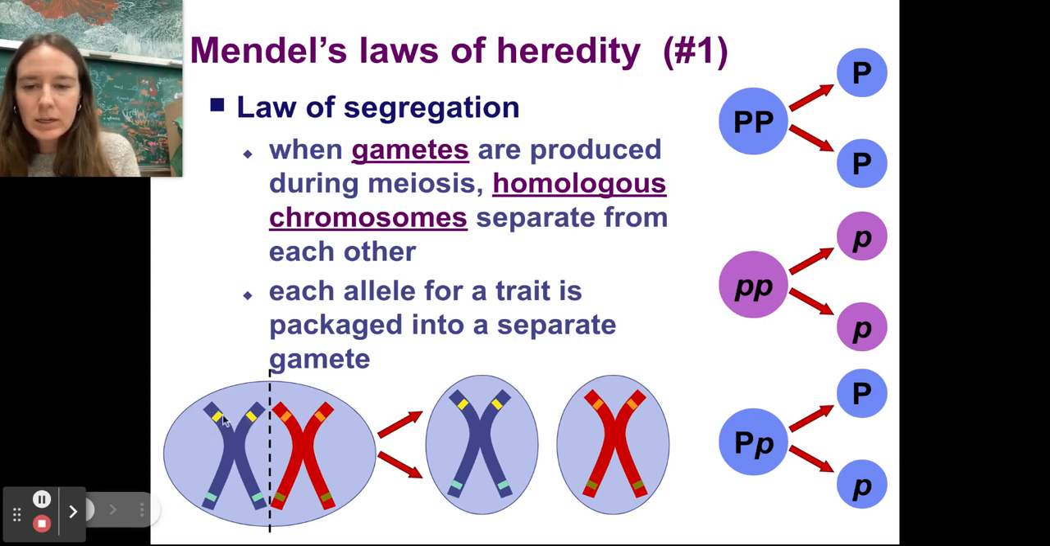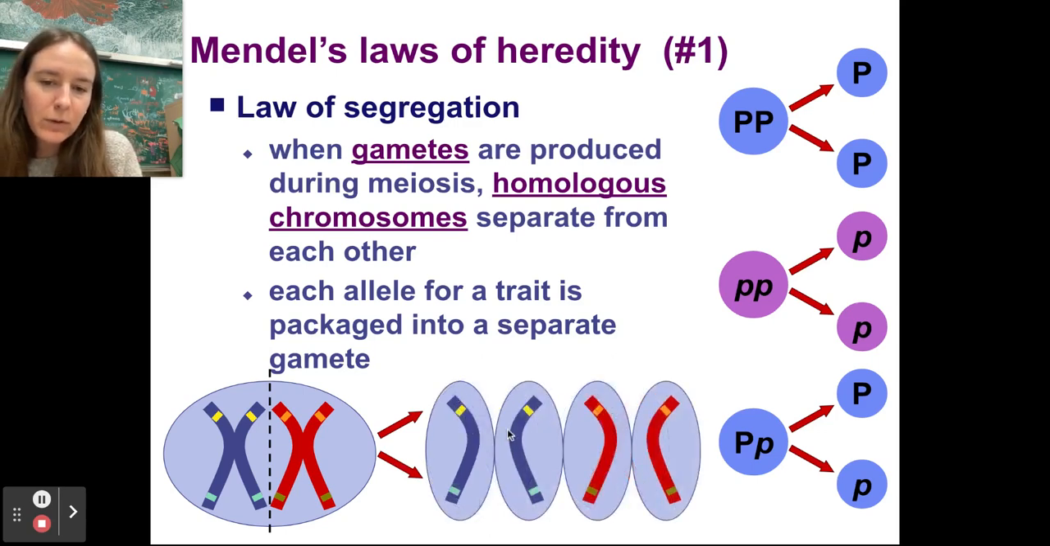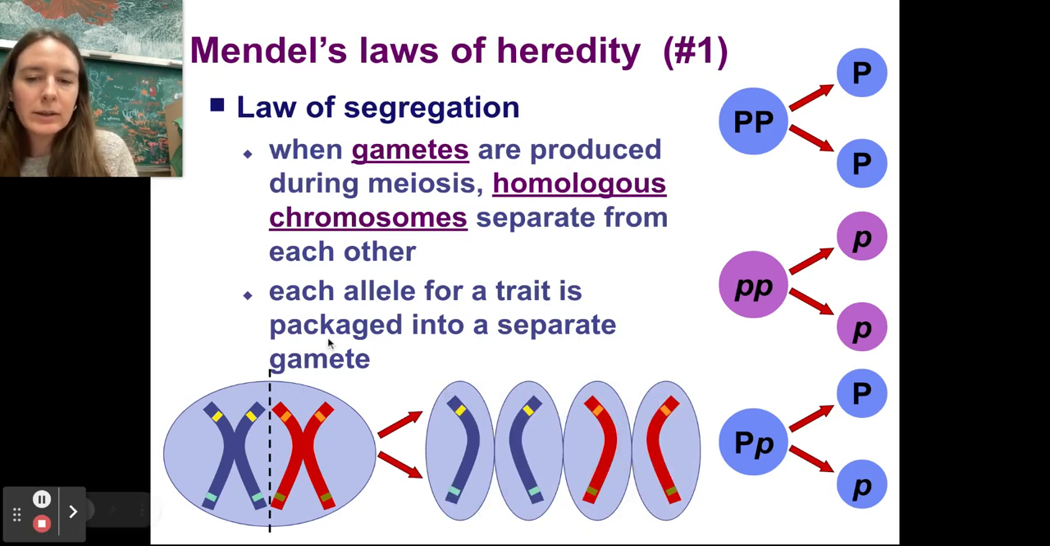It has the same genes, and each one can have different alleles. So during meiosis 1, you're going to divide the homologous chromosomes. And then during meiosis 2, you're going to separate the sister chromatids. So now you have 4 gametes, and each of them has one of the alleles. Okay, so that's why this is saying each allele is packaged into a separate gamete, because this one's packaged into this one, this one's packaged into this one.